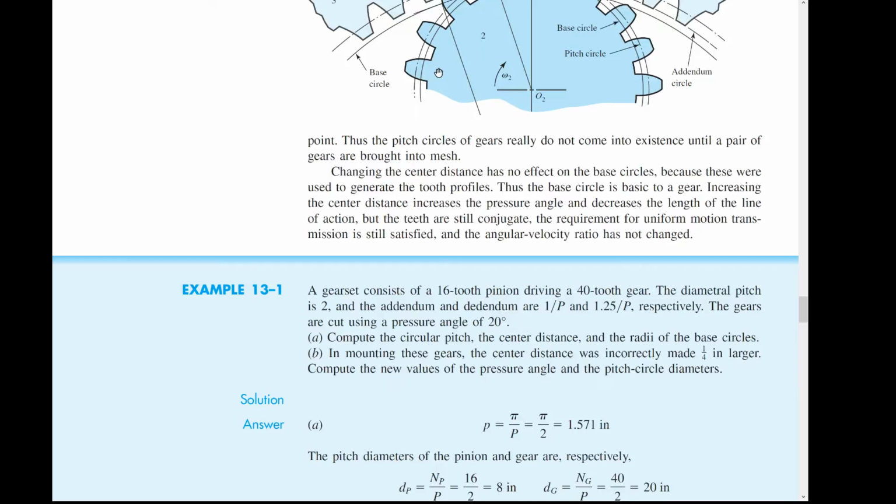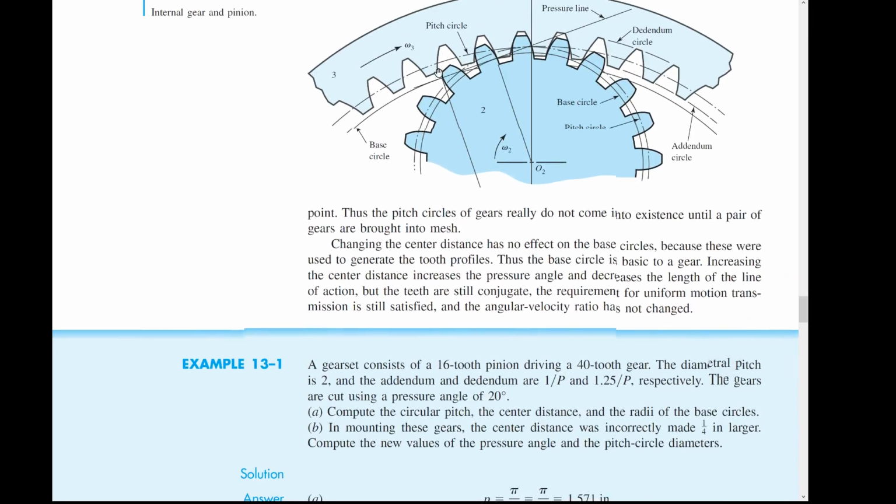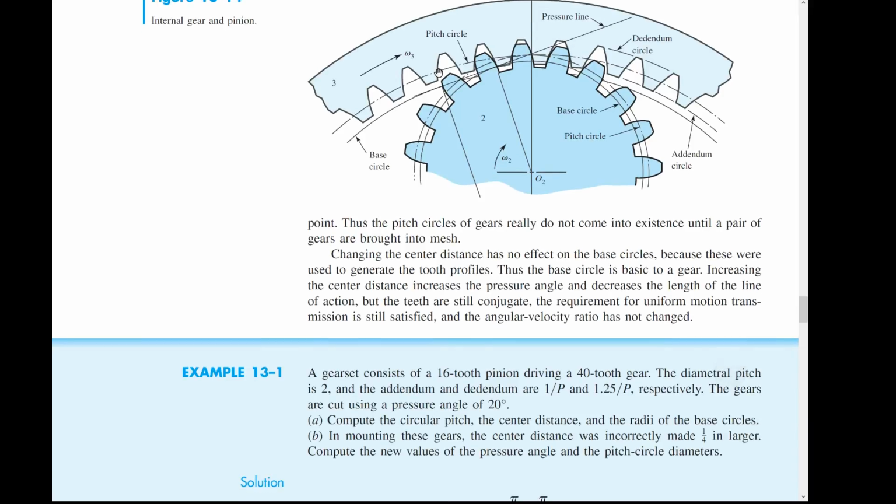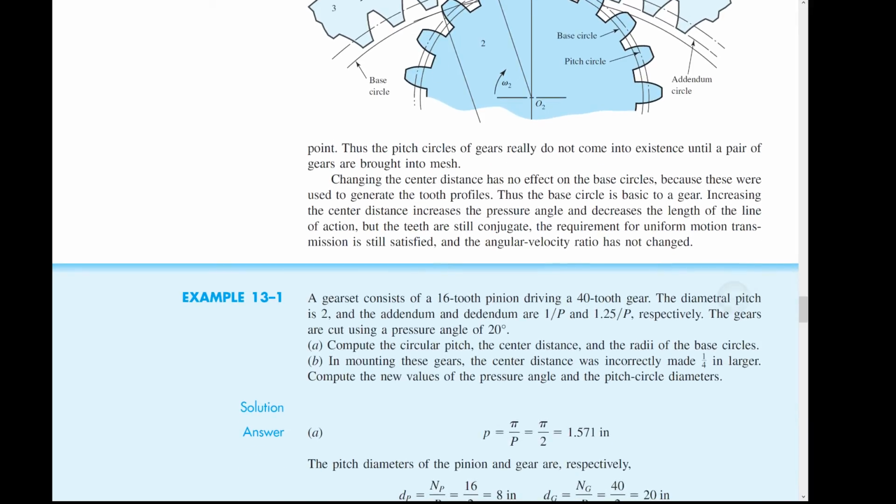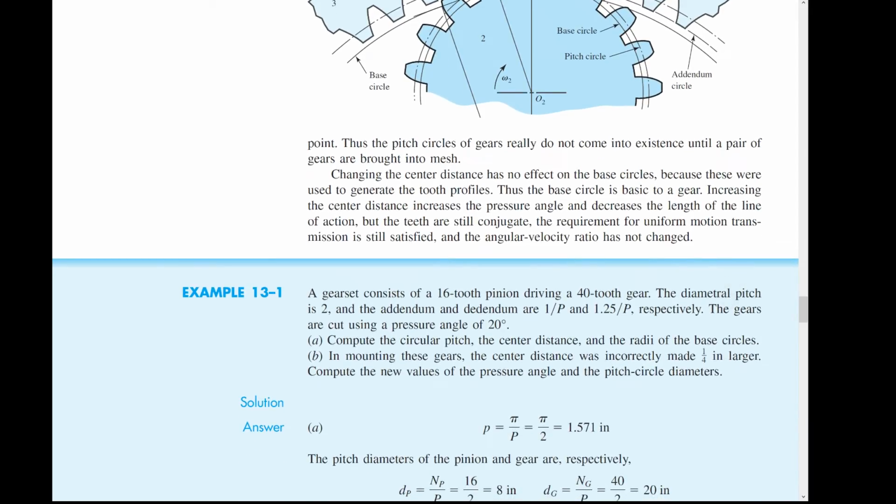Alright. So, I should have just said, thus the pitch circles of gears really do not come into existence until a pair of gears are brought into mesh. Gotcha. And the mesh is in there when they come together. Changing the center distance has no effect on the base circles because these were used to generate the tooth profiles. Thus, the base circle is basic to a gear.